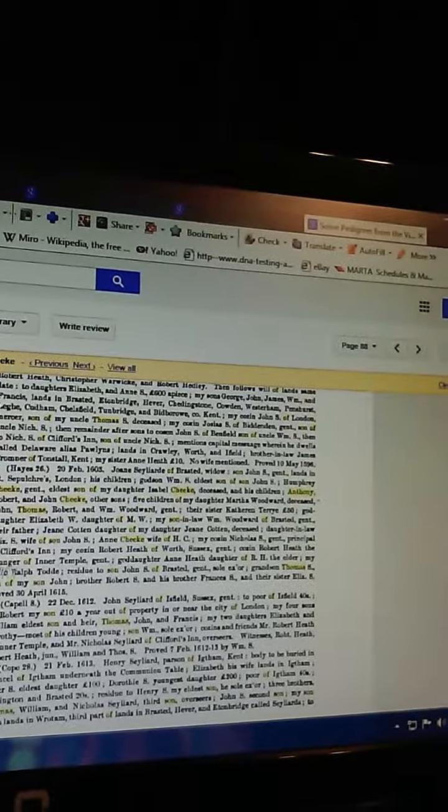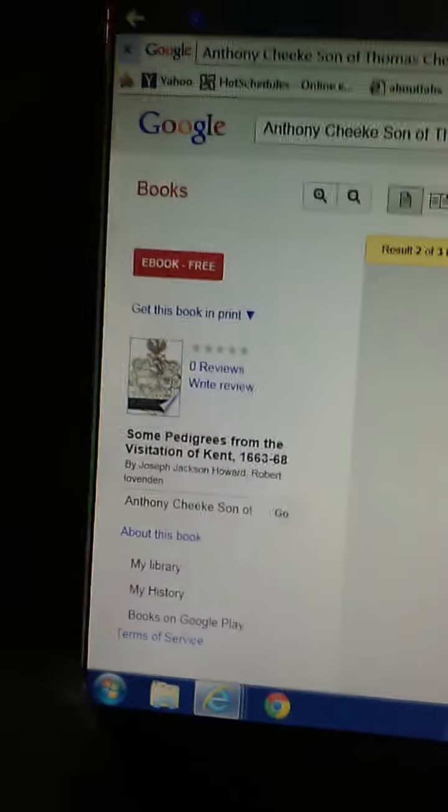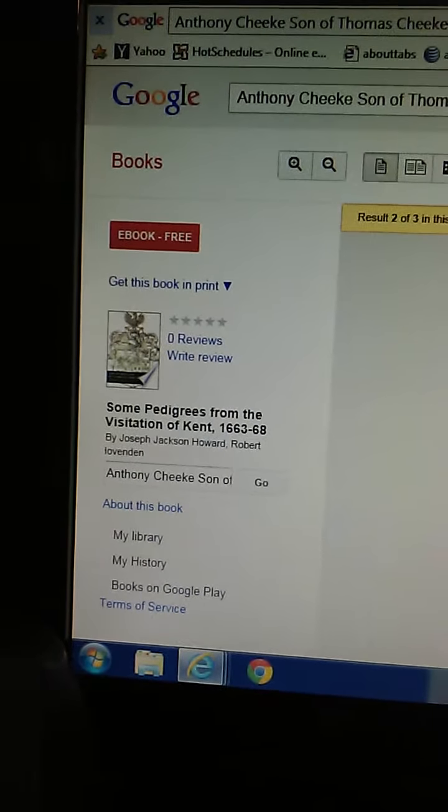I have mentioned this earlier, but I guess I just wanted to come back and make a point that there are so many Cheeks mentioned in here, and Anthony doesn't show up a lot in records, but I'm finding records of him, or more than one Anthony, in England. And I just wanted to share that with you so that maybe you can look this up and illuminate me. Maybe two heads are better than one. You know what I'm saying? So there you have it. Some pedigrees of the Visitation of Kent.